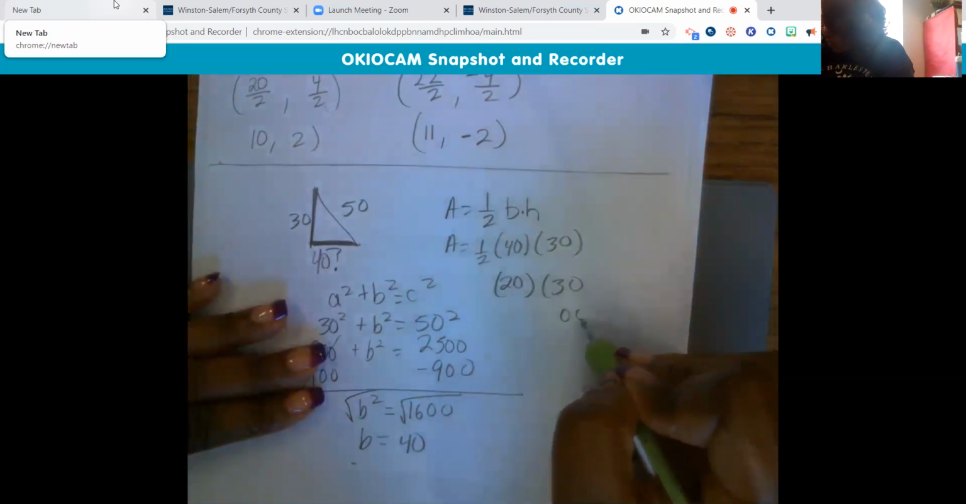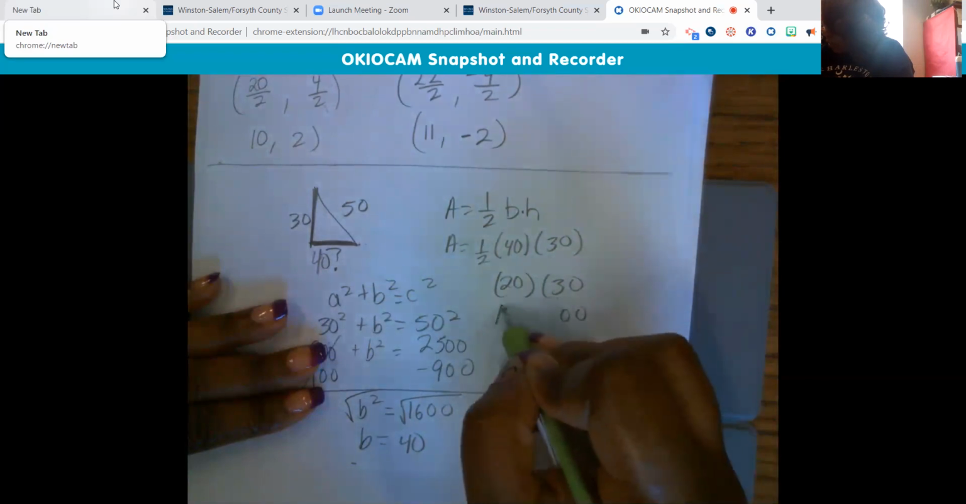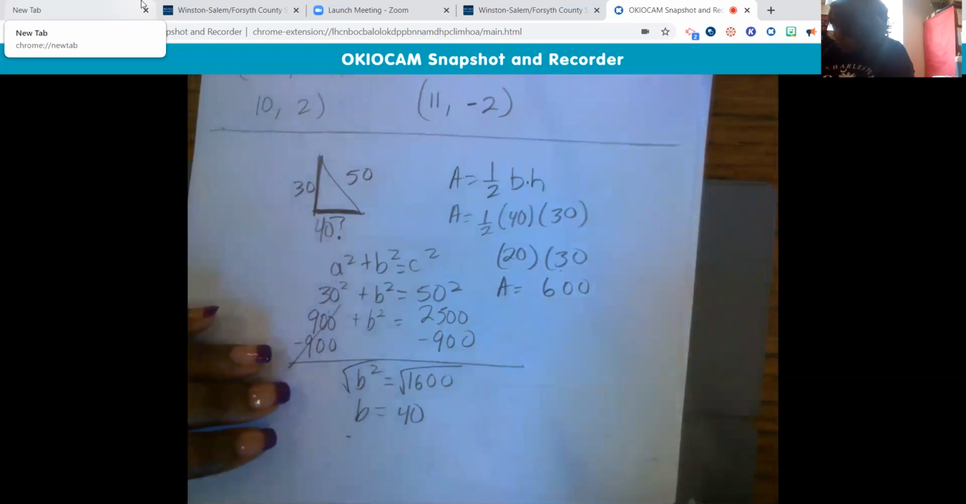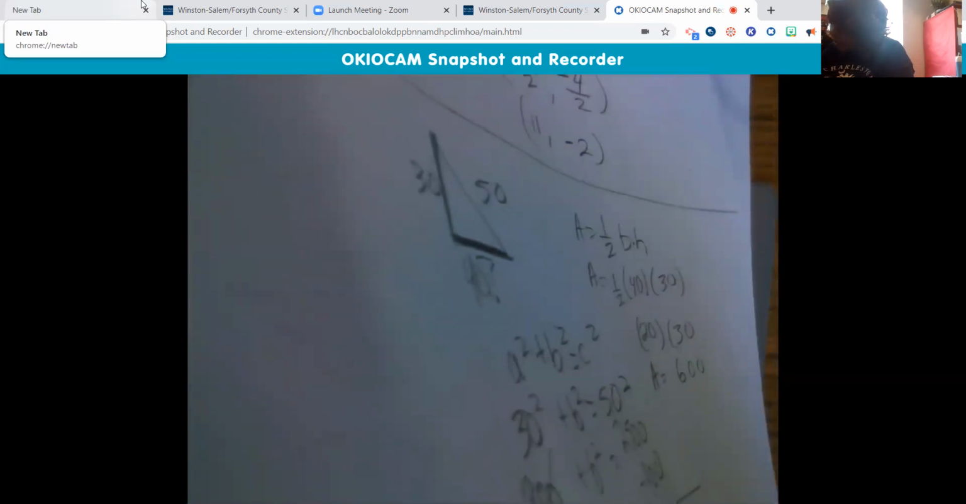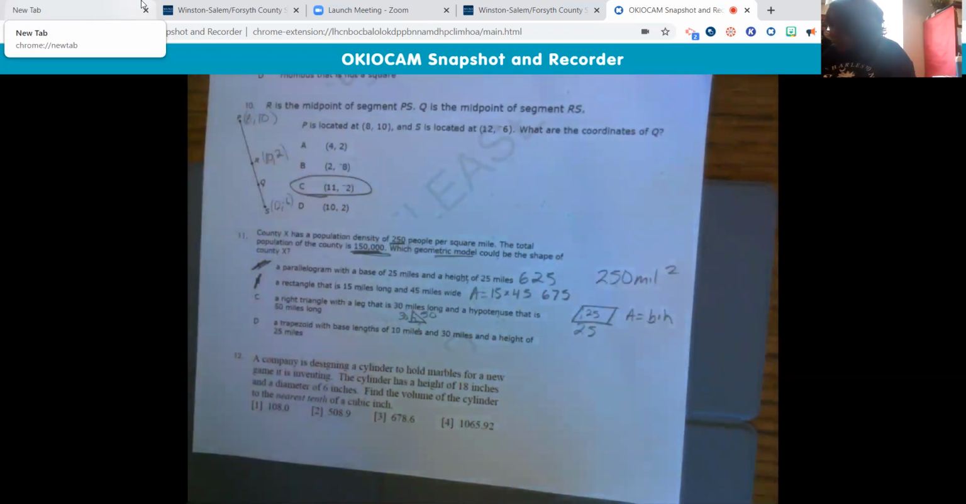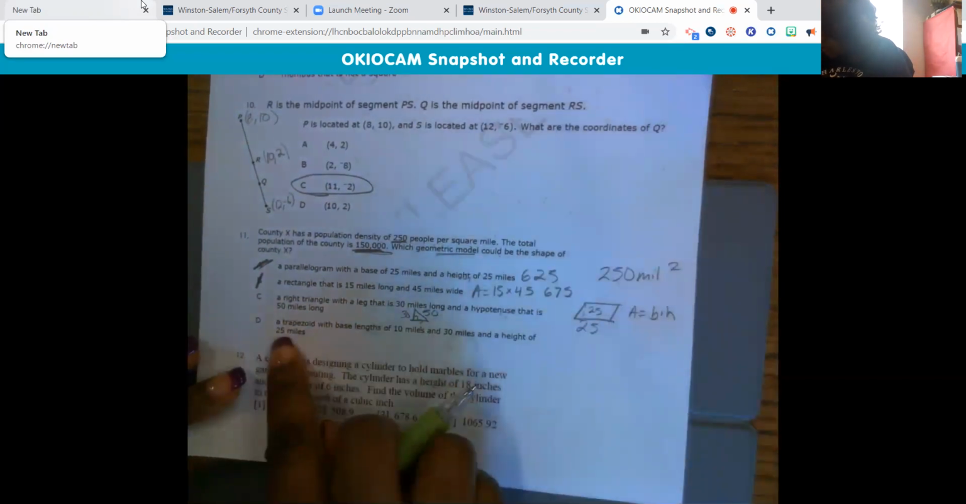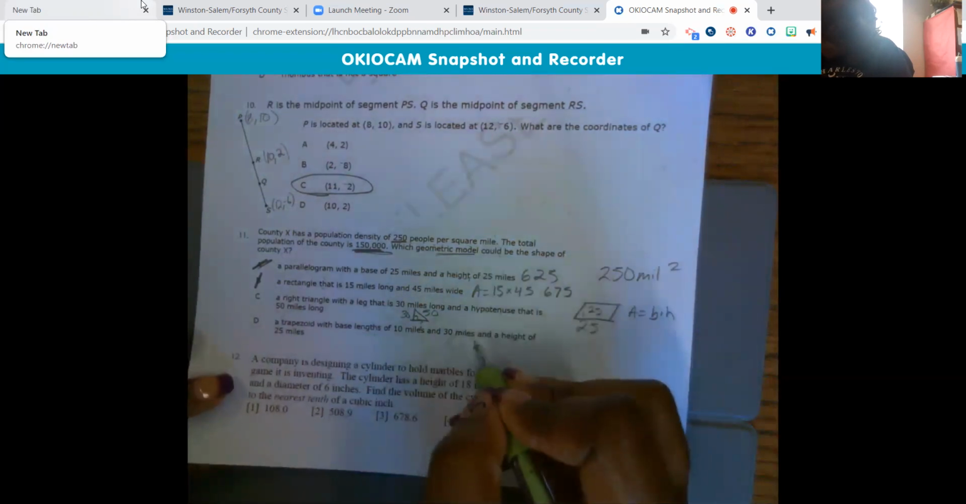And this is 2 zeros, right? When I multiply this together, that gives me 6. Okay, so this is going to be, that's 600. All right, so the area is 600. That's not right. All right, so a trapezoid has a base length.